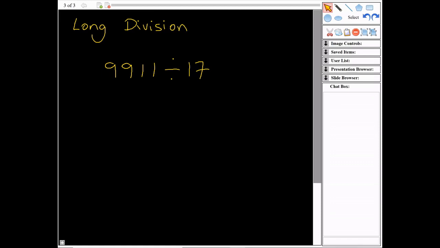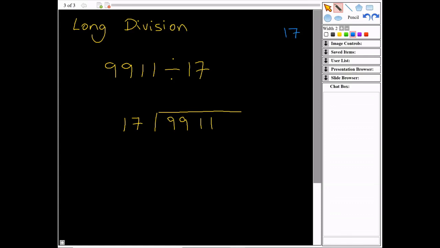Also, 17 is a prime number, so we can't divide it up into two smaller numbers and then do it in two steps. So in this case, we're going to need to use a slightly different method. I will start in the same way as before and write 17 outside and then 9911 inside. I'm also going to work out a 17 times table because that's going to be of use to me.